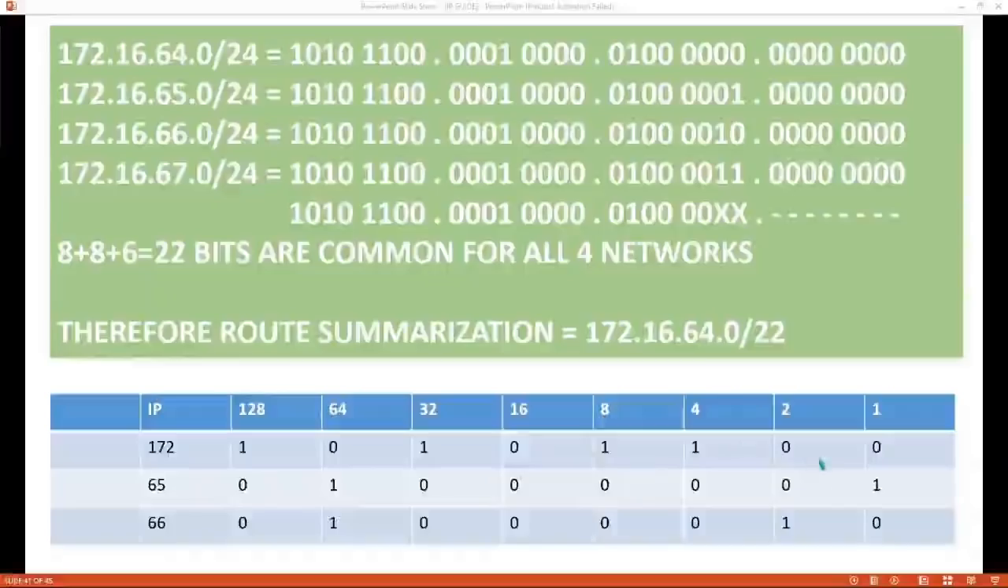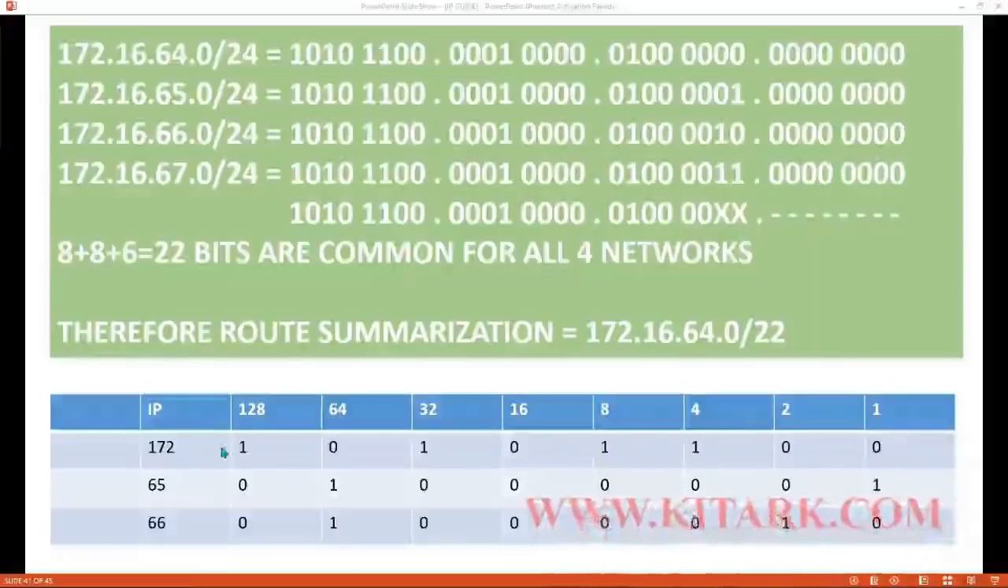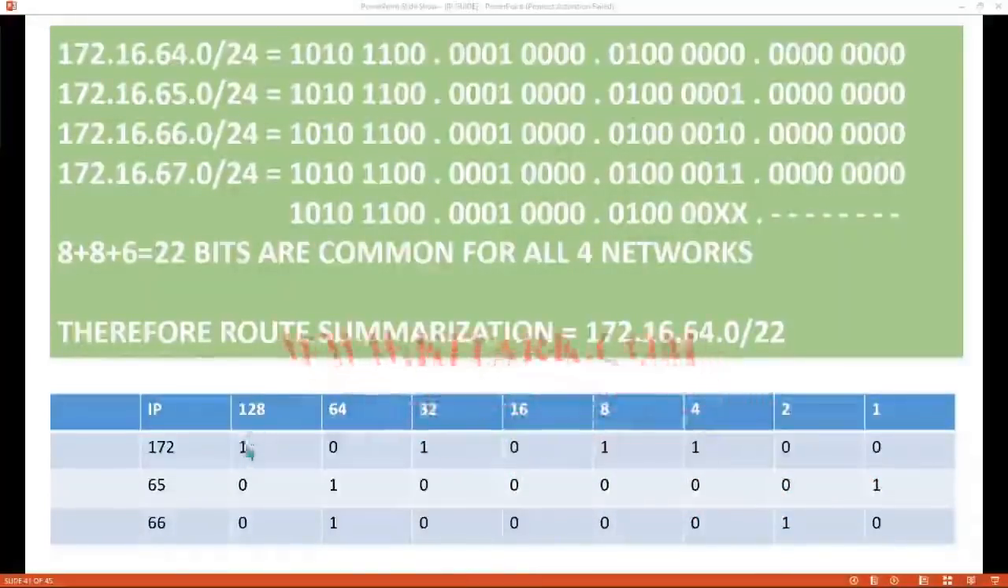For example, if you wanted 172, you can write it by 128 plus 32 plus 8 plus 4. So you can simply mention 1 in the exact position. So when you mention 1 in the exact position, you can figure it out. Altogether you can find 172. For the remaining positions, you can mention zeros.